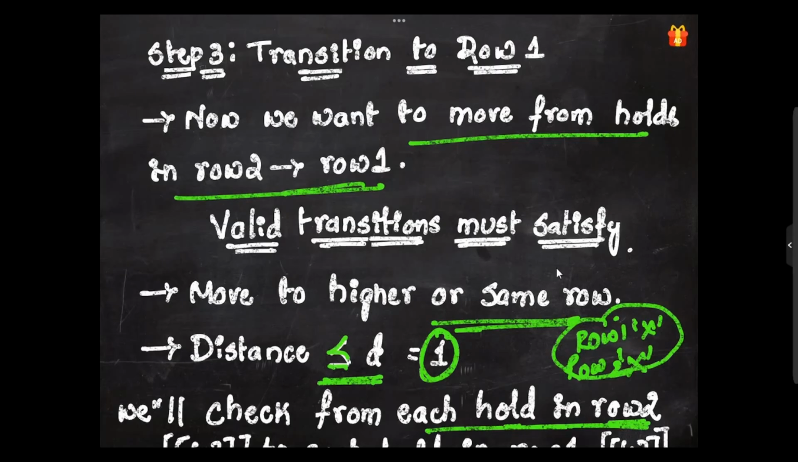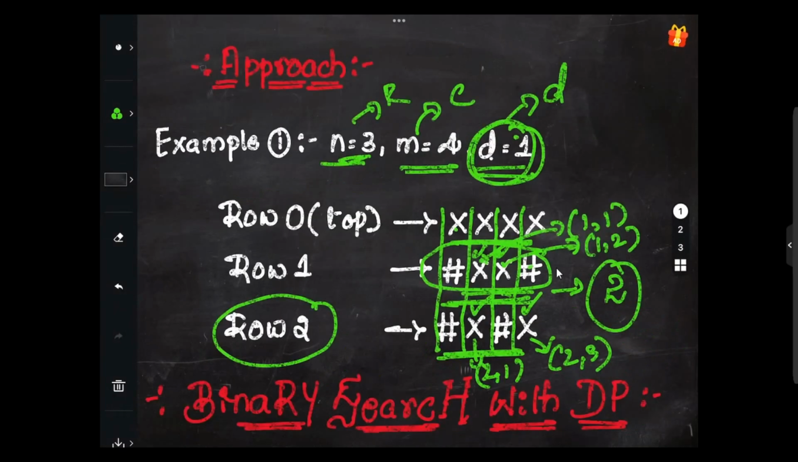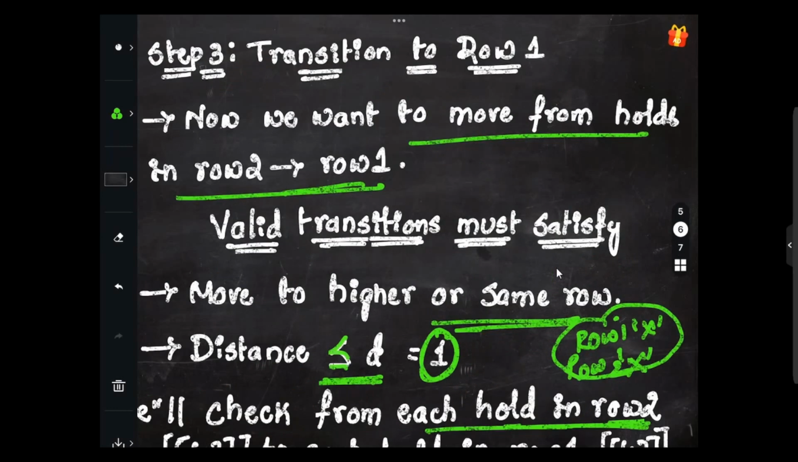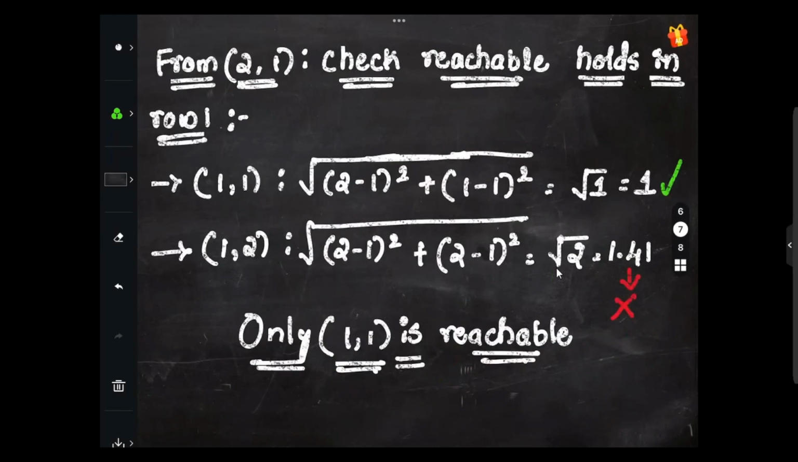Here in row 2, where the x was present, we have 2 comma 1 and 2 comma 3. In row 1, we have 1 comma 1 and 1 comma 2. So we have to check from 2 comma 1 to 1 comma 1, entirely including row 2 and row 1 now. Now we have to apply the Euclidean formula again.